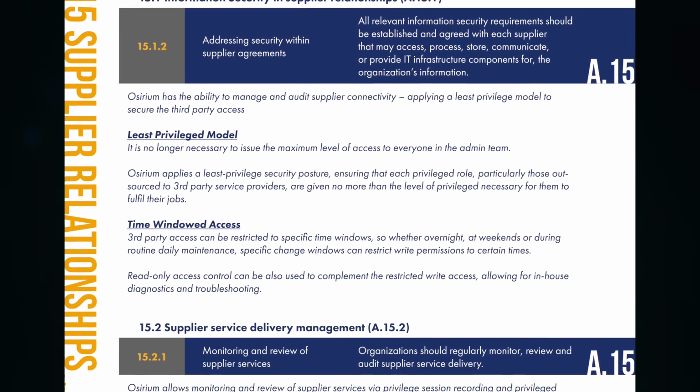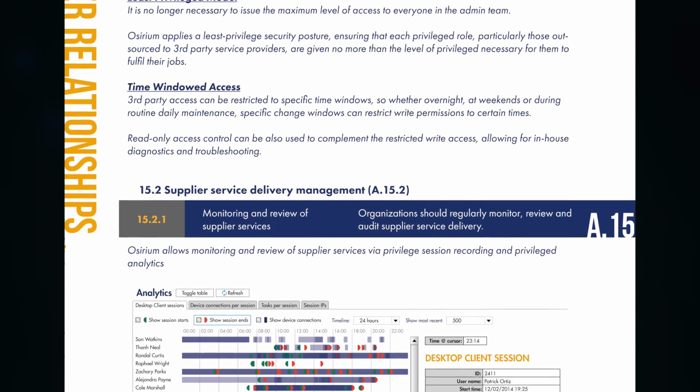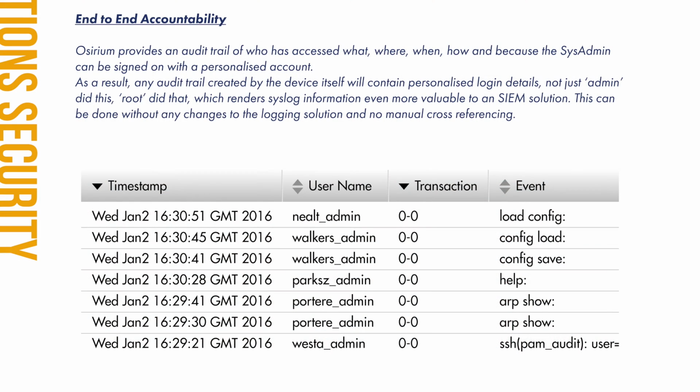On top of all requirements of Section 9 through 14, 15 states that the organisation should regularly review and audit supplier service delivery. This means that we need to know who is doing what on our system. Furthermore, we should really be able to attribute this on a per outsourcer basis. This becomes more interesting when the outsourcer has outsourced some of the work themselves. As Charles says, Osirium fully meets the ISO 27001 requirements.